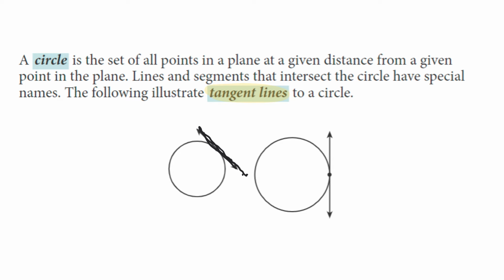Remember, the chord is the one that hits the two ends here, starts here and finishes here. We'll learn what it's called in a moment when it passes through, not just sits on the edge. But a tangent line is just a line that skims the edge of the circle, and there's only one point of intersection.